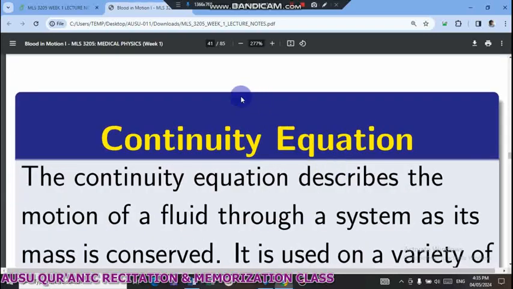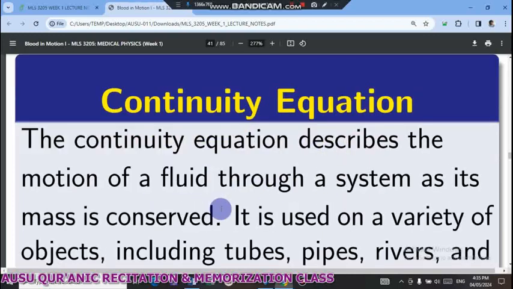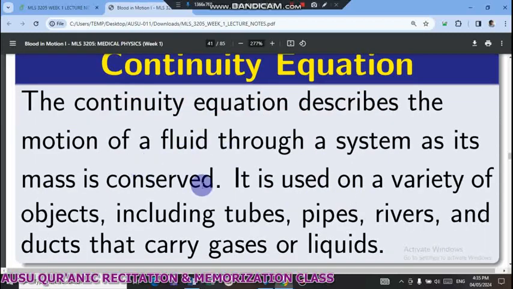Okay, now the continuity equation. We say that the continuity equation describes the motion of a fluid through a system as its mass is conserved, meaning you have matter like liquid or gas passing through a system, and then no quantity of that matter is missing. That is the meaning of mass is conserved. No quantity is missing. All of it remains the same, and no quantity is added. That is conservation of mass.